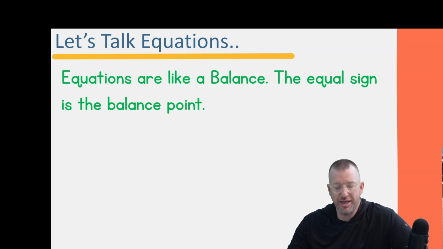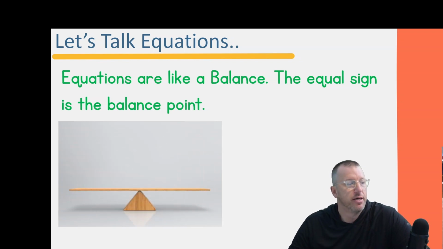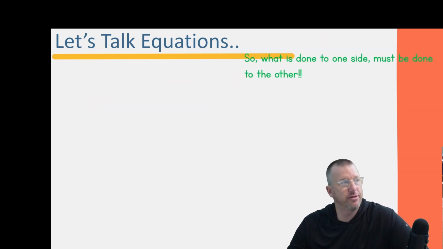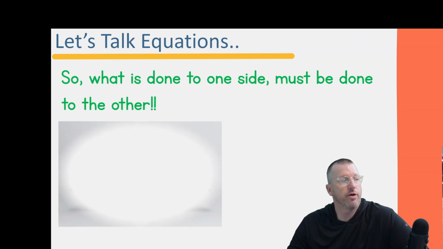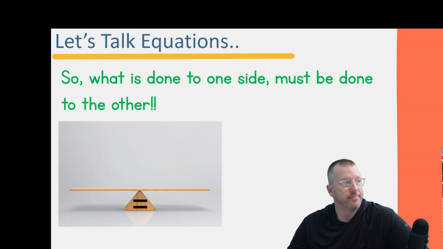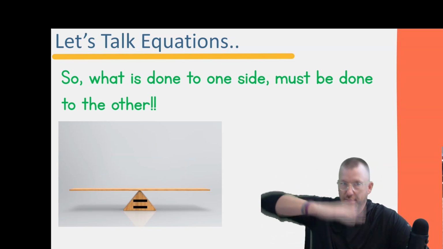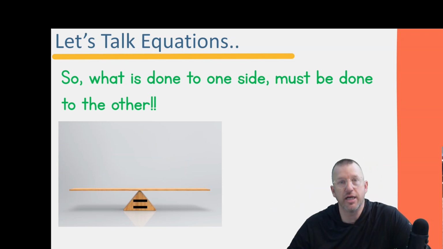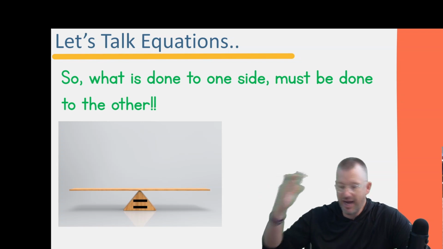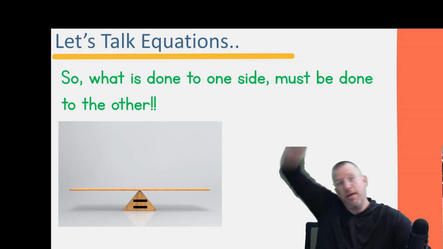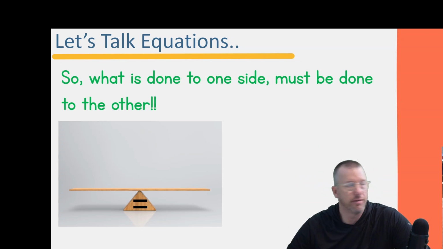Okay, remember, equations are like a balance. You've seen this before. The equal sign is the balance point. What happens on one side has to be the same thing as what happens on the other side. So anything that happens over here, we have to do over here, okay? Because otherwise the balance becomes unbalanced, and that becomes unequal, and I'm sitting on the balance and I go to the ground and people fly off the other side. Okay, I'm going too far.